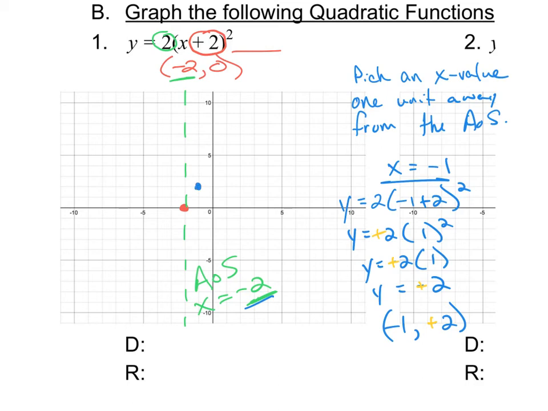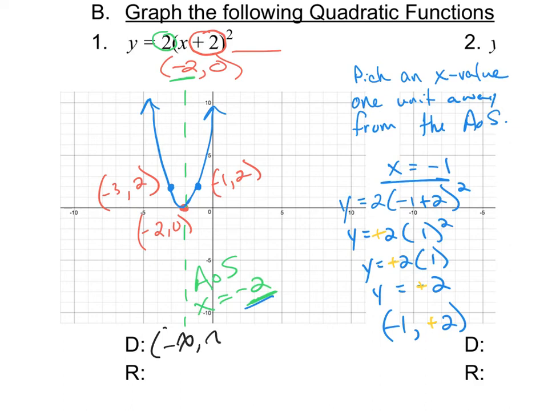And if we know that the vertex is at the bottom there, we can reflect that over the axis of symmetry to get a third point. And now, as best as we can, try and draw a U-shaped graph through those 3 points. So our graph now has a vertex at -2, 0, a point at -1, 2, a point at -3, 2, and an axis of symmetry. That's everything we need for the graph. Last thing, domain. It goes left and right forever, so all real numbers. And the range is from 0 up to positive infinity.